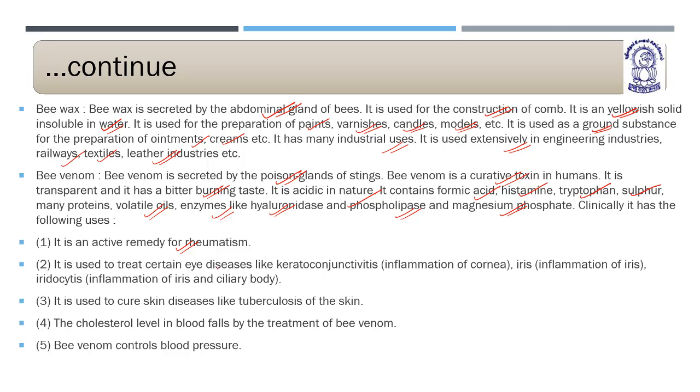It is used to treat certain eye diseases like keratoconjunctivitis, inflammation of cornea, and iritis, inflammation of iris, and iridocyclitis, inflammation of iris and ciliary body. It is used to cure skin diseases like tuberculosis of skin. The cholesterol level of blood falls by the treatment of bee venom.